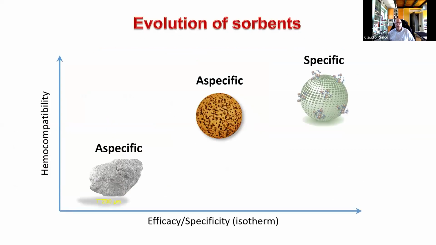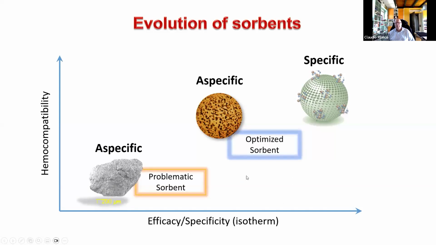So in the evolution of sorbents, we had a non-specific sorbent that originally was problematic. Now we have a non-specific sorbent which is probably optimized, and the fact that it is non-specific provides restoring of immunohomeostasis, because it removes peaks of both pro- and anti-inflammatory mediators. In the future, we might have specific sorbents characterized by some kind of specific functionalization, what we call the smart sorbent.